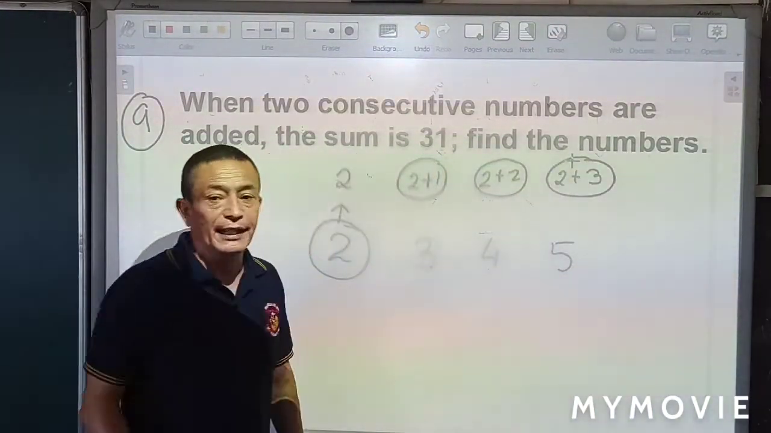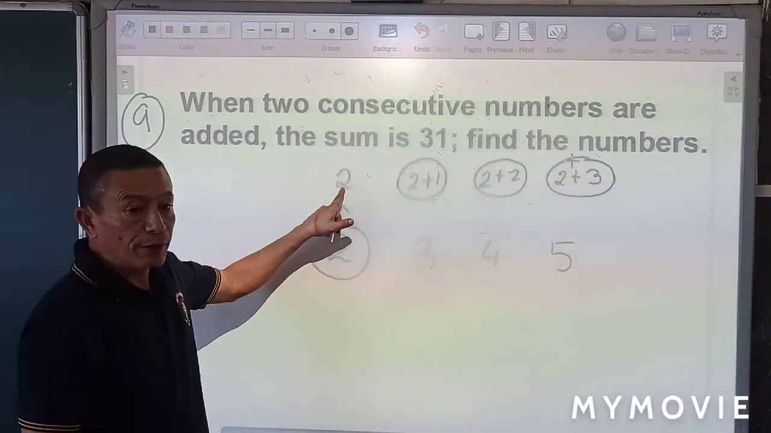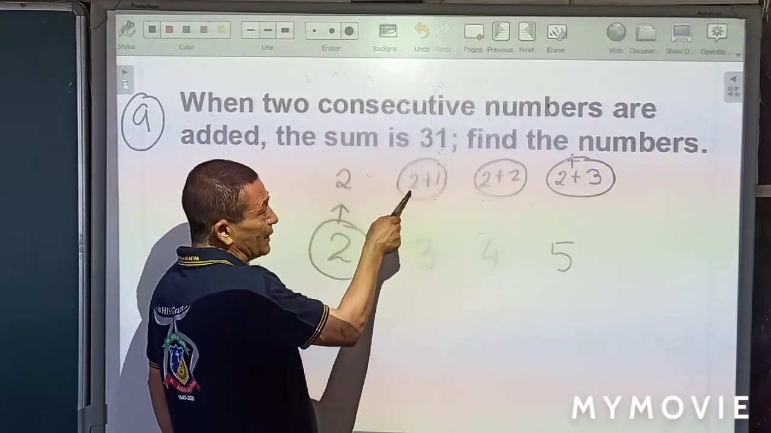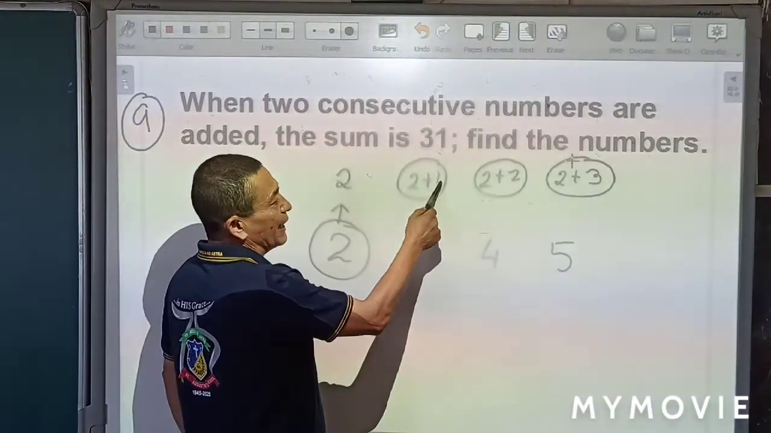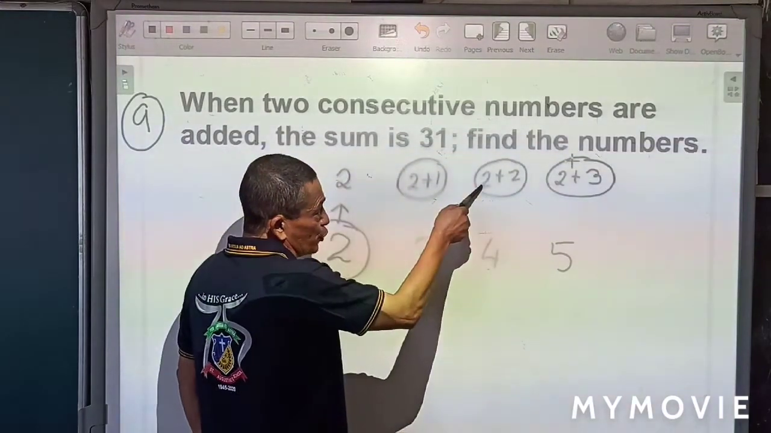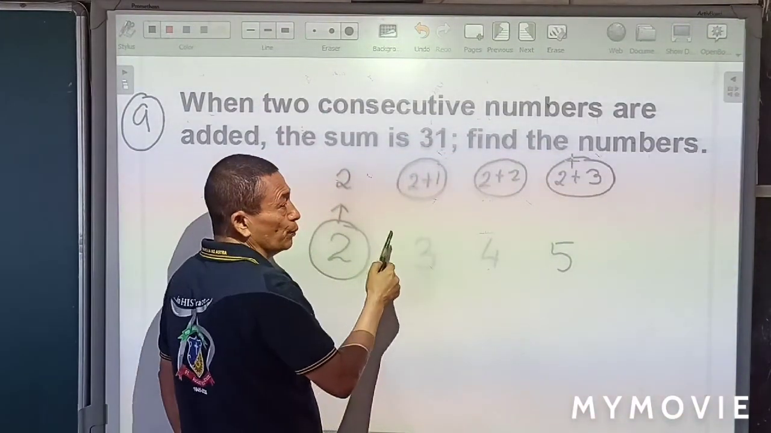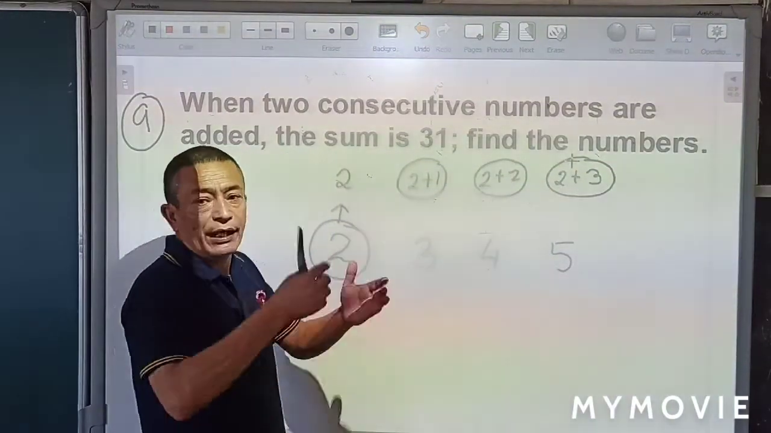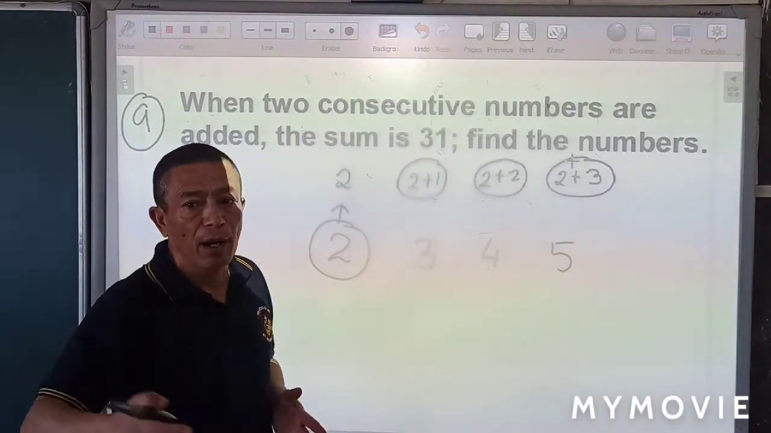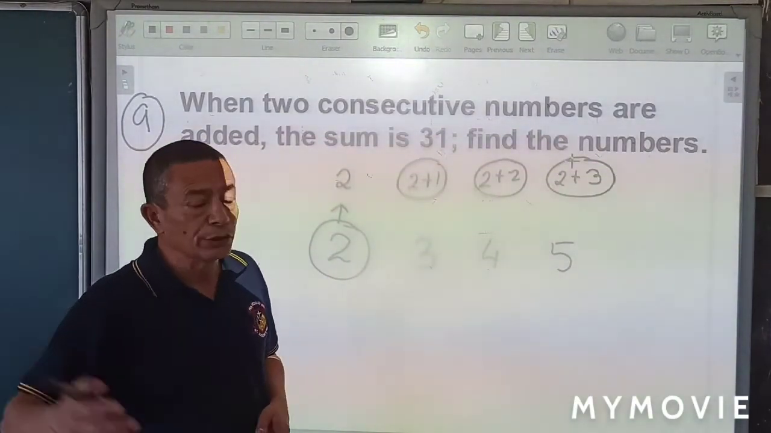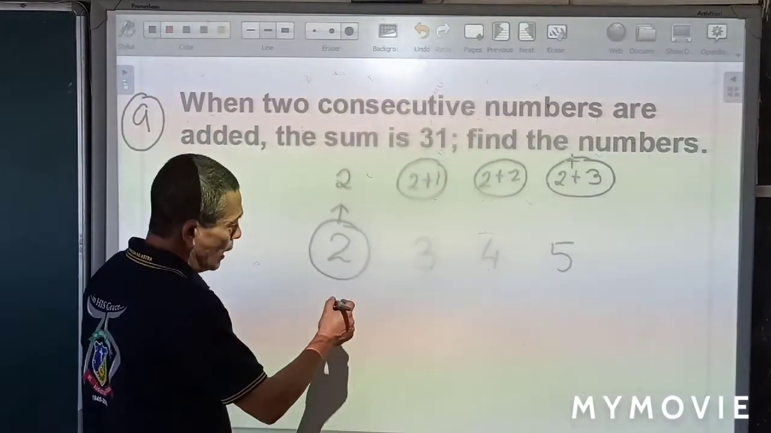Now if you look at it carefully, the first number is 2. But the second number, using this number 2, I am adding 1. For the third one here, I am using this 2 and then I am adding 2. Similarly, using the 2, I am adding 3. So every time I am coming to a new number, I am adding 1, then I am adding 2, then I am adding 3 and so on.